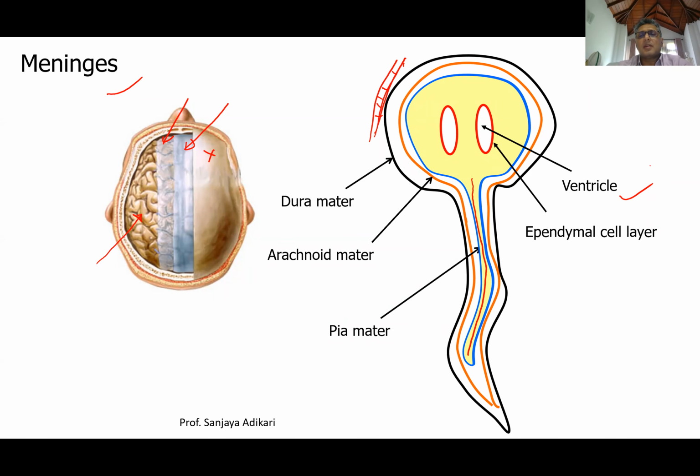Now, inside the ventricles, there's another layer of cells. There is a layer of cells lining the ventricular cavities, and this layer is called the ependymal cell layer. Okay, and these cavities are filled with the fluid called cerebrospinal fluid. Again, we will discuss that later.